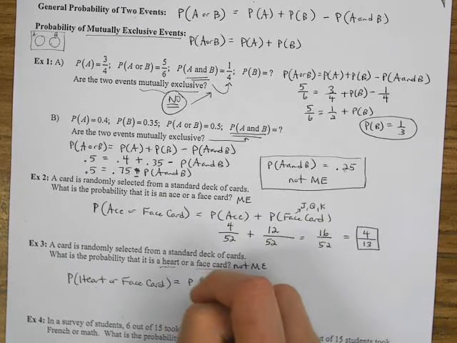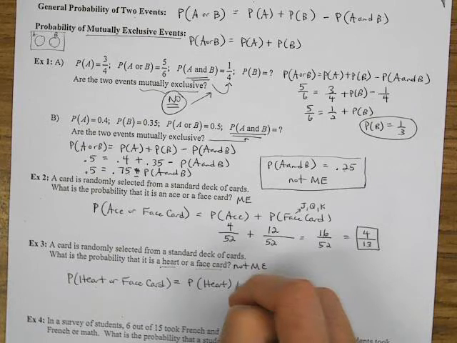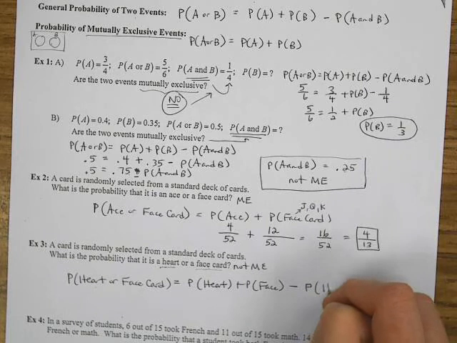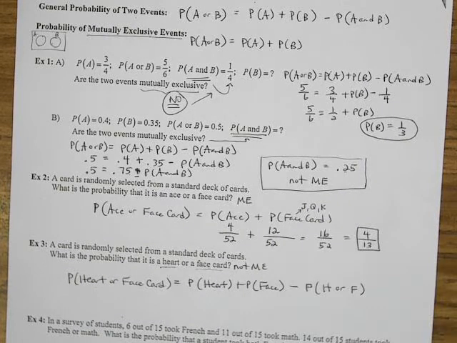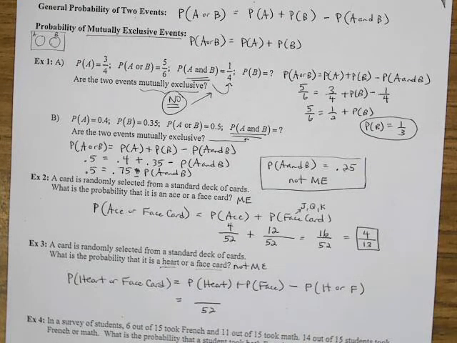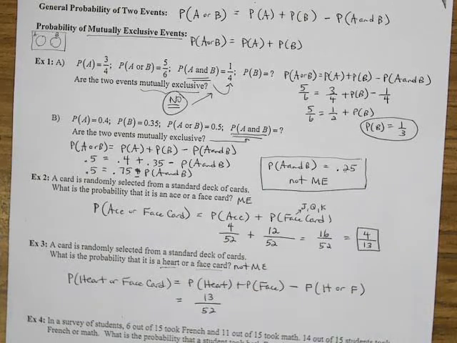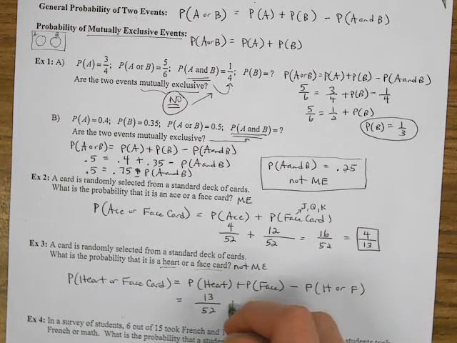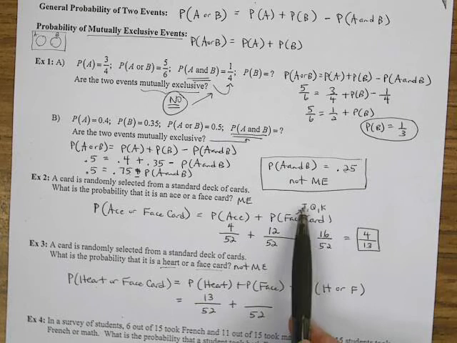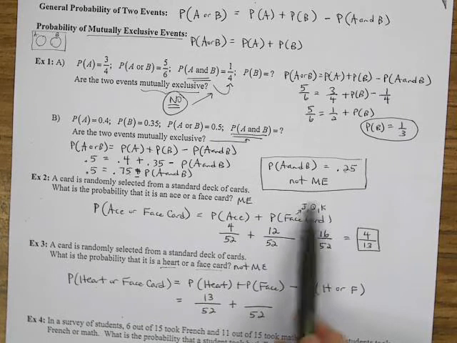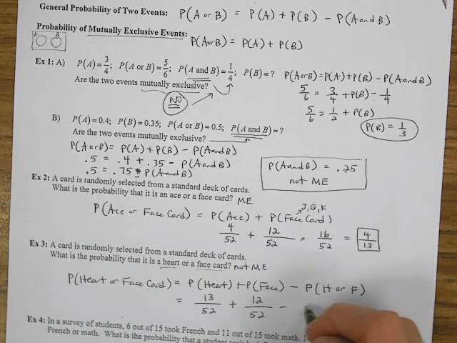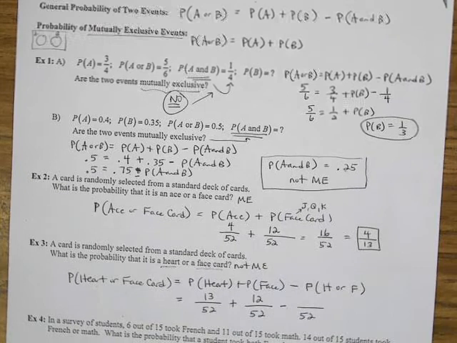So when I set up my formula, probability of a heart plus probability of a face card minus probability of a heart or a face card. Okay, so I know probability of a heart. Well, there are 52 cards in the deck. There are 13 hearts. Remember, it's one of the 4 suits. Plus probability that it's a face card. We just talked about face cards up here. Remember, face cards are jack, queen, and king, and they are in each suit. So there are 3 in the 4 suits. That means there are 12 face cards, minus the probability that it's a heart or a face card.